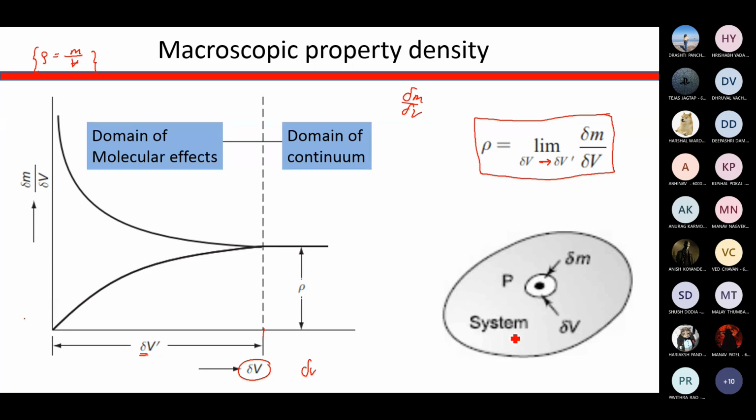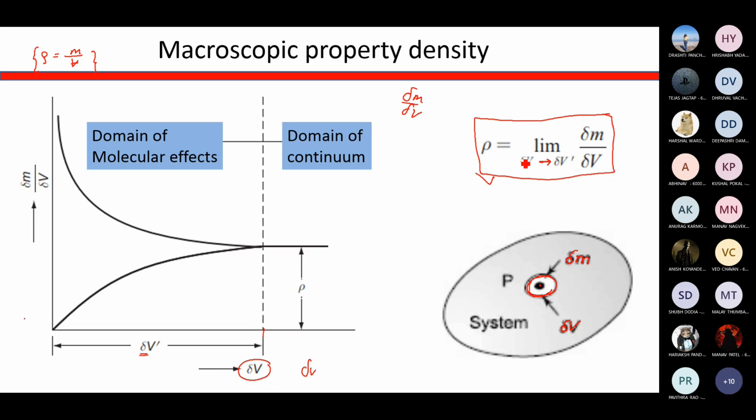What is this delta m, delta v, all that is written here. Consider you have a system like this, and out of this system you are taking a small elemental volume delta v, which has a small elemental mass, delta m. This is a small part of the entire system I have taken, and now I am defining the density for this. Using the limits, I can define it in this way. You can note this down: rho is limit delta v tends to delta v dash delta m by delta v, where this delta v dash is called the limiting volume.